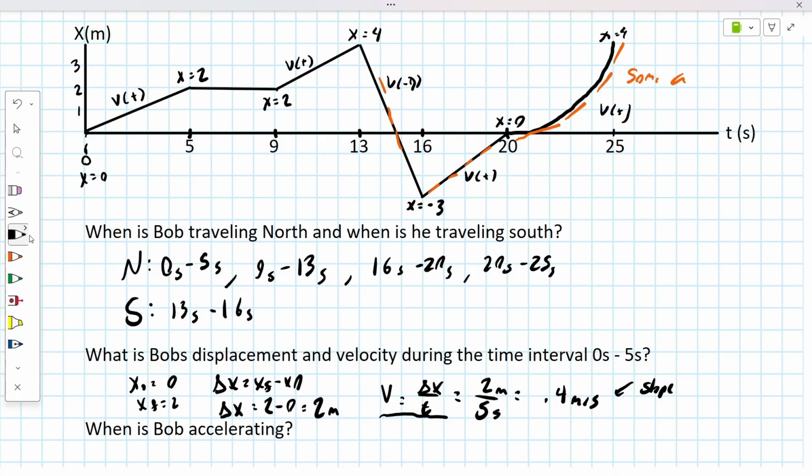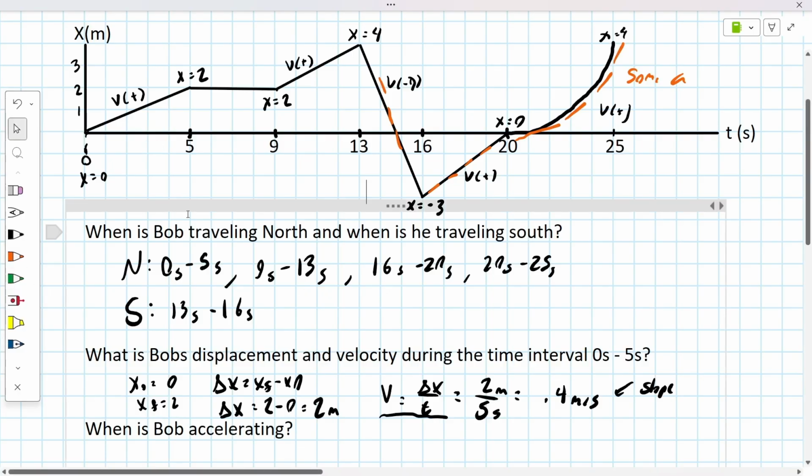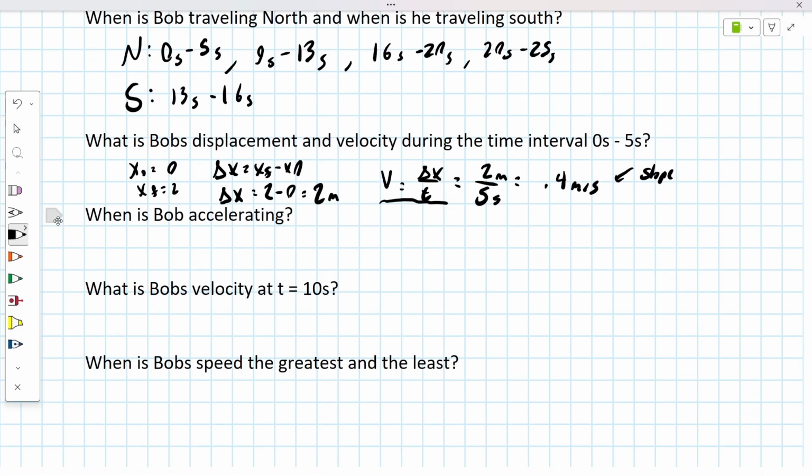And we can't calculate the numerical value just from this graph, but we just know that there is some positive acceleration because the velocity is increasing. So from time 20 to time 25, we'll have some acceleration. So from 20 seconds to 25 seconds.